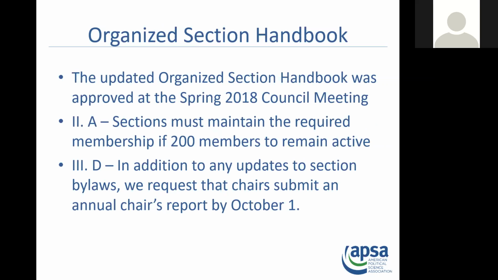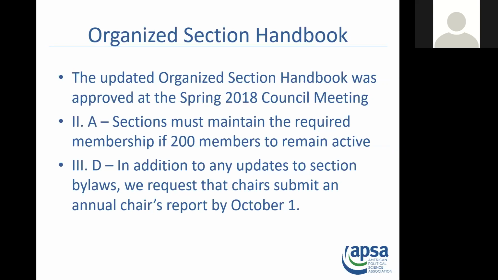Thank you, Larry. So we recently updated our organized section handbook, and that was approved at the 2018 Spring Council meeting. There were just a couple of things I wanted to make note of. Previously, all sections had to maintain a member threshold of 250 members, and that has been lowered to 200 members. If you are below this threshold or would like to increase your outreach efforts, you can reach out to member services, and we'd be happy to provide you with those lapsed member lists, as well as lists of APSA members who are not a current member of your section, but who have indicated a field of interest that aligns with your section. We'd be able to get you those lists as well.